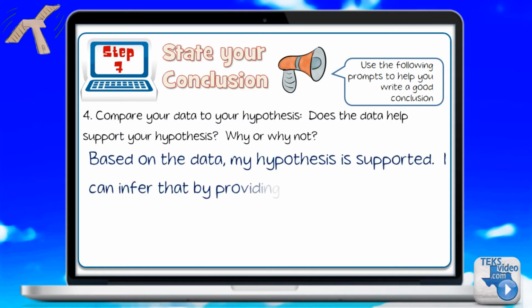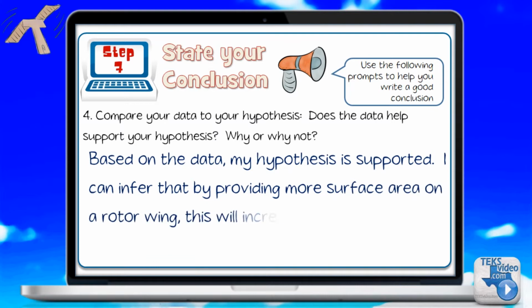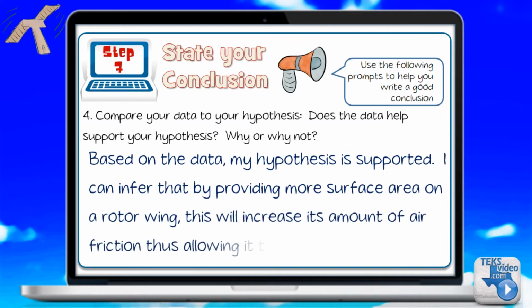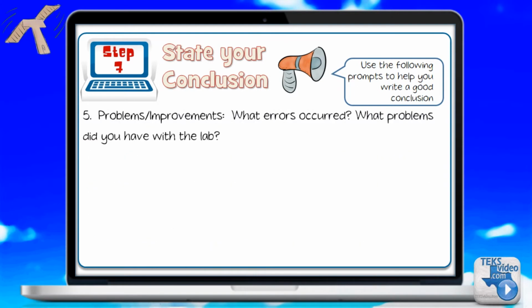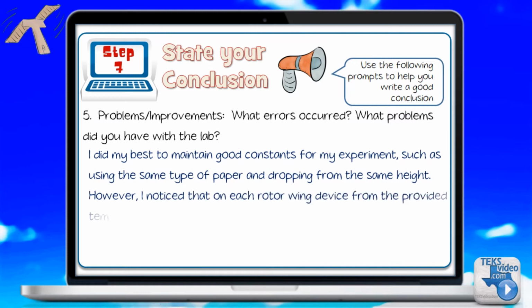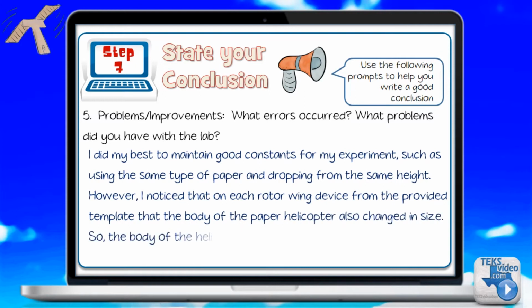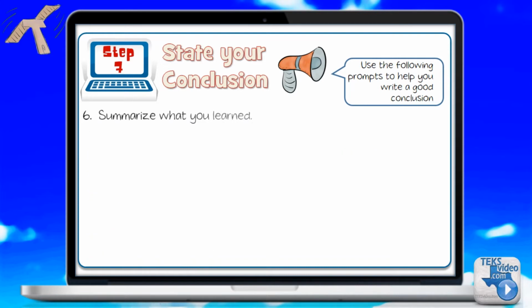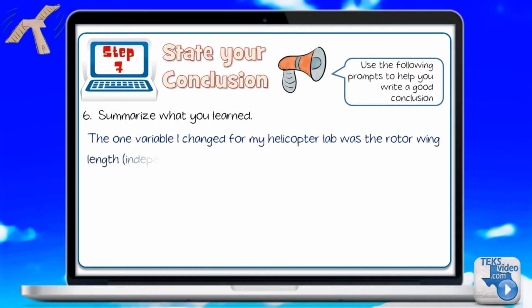I can infer that providing more surface area on a rotor wing will increase its amount of air friction, thus allowing it to stay in the air longer. I did my best to maintain good constants for my experiment, such as using the same type of paper and dropping from the same height. However, I noticed that on each rotor wing device from the provided template, the body of the paper helicopter also changed in size. So, the body of the helicopter should have stayed the same size with only the wing length changing. The one variable I changed for my helicopter lab was the rotor wing length, the independent variable.